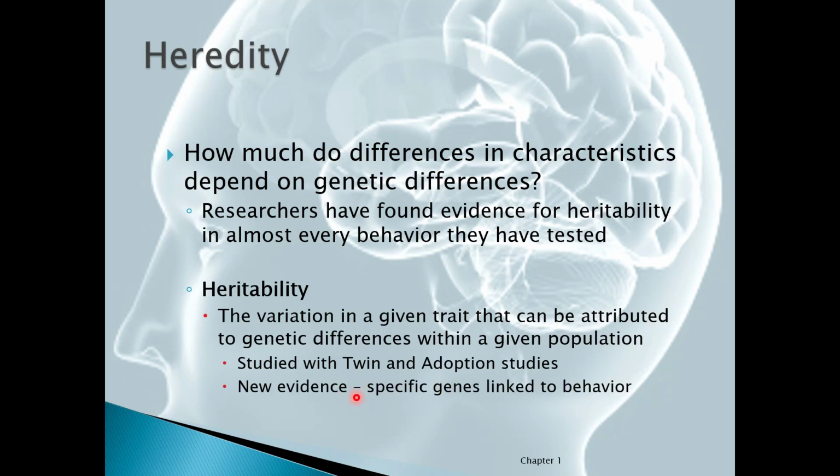Newer evidence actually links specific genes to behaviors. So now that we have the human genome map, we can look and see if there are specific genes that are associated with behaviors. And it's important to understand that heritability is often overestimated just because of the ways that we study it. But looking at specific genes linked to behavior is much more promising.